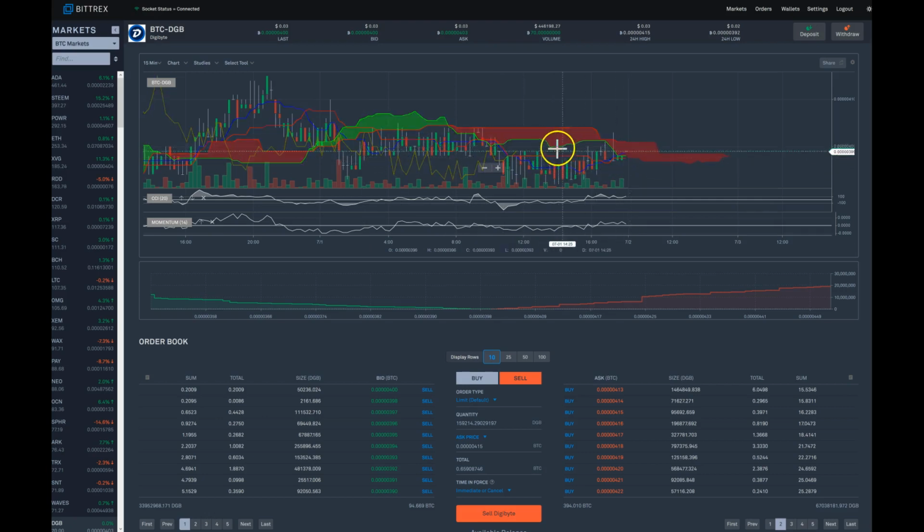And as you can see, this is the leading span A. This should be above the leading span B for it to be a great thing. It's not looking like a good thing, ladies and gentlemen. Still looking like it's a bearish moment. But the conversion line did break the baseline. It also broke the leading span A. Hopefully, we'll see some support and continue to rise.